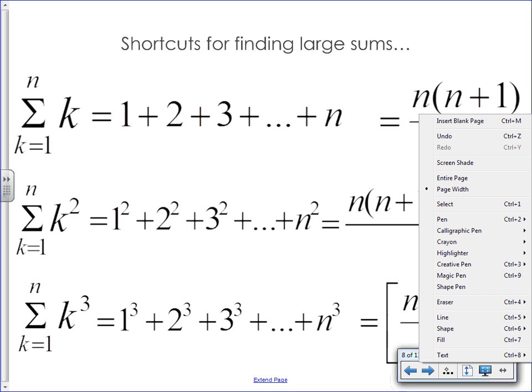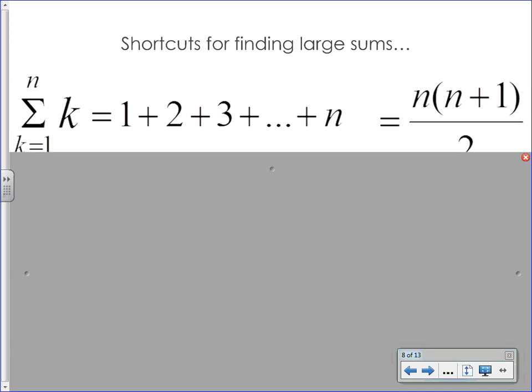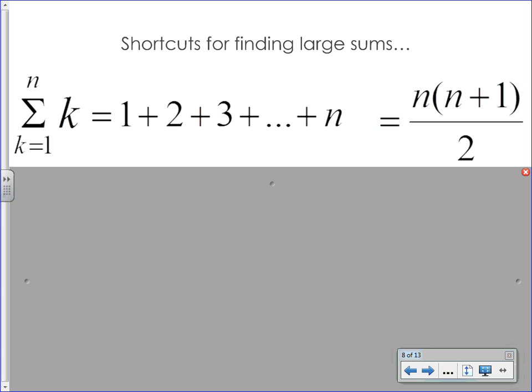I'm going to do a screen share. The first one is if you add up your terms from 1 to n of just the integers k, 1 plus 2 plus 3 plus 4, all the way to n. That is the same thing as taking n times n plus 1 over 2.